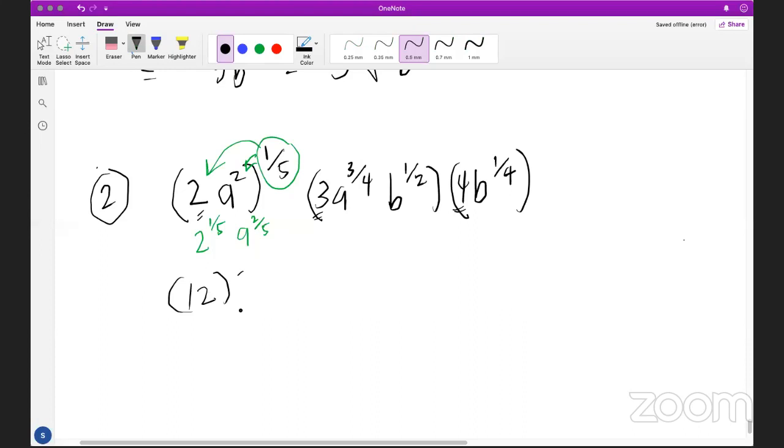Pwede ko ba ito i-multiply sila? No, kasi magkaiba yung base. So hindi ko naman pwedeng i-add lang yung exponents or what. And magkaiba yung index nila or magkaiba yung power nila, so hindi ko na sila pwedeng i-multiply.